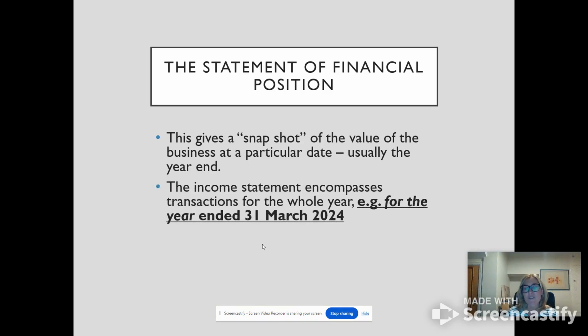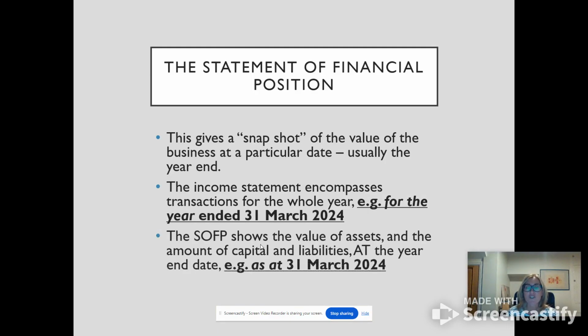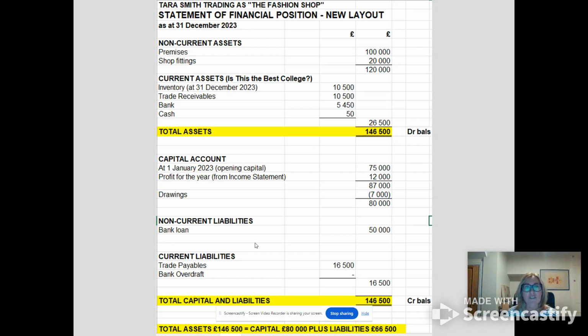Whereas the income statement encompasses transactions for the entire year, so we say it's for the year ended 31st of March 2024, the statement of financial position is going to be at a particular date, so as at the 31st of March 2024. And if we were to draw one up a day later, it would all be different. The non-current assets will probably be largely the same, but all your current assets are probably going to be changing two or three times a day. Things like inventory, trade receivables, bank balances, and so on.